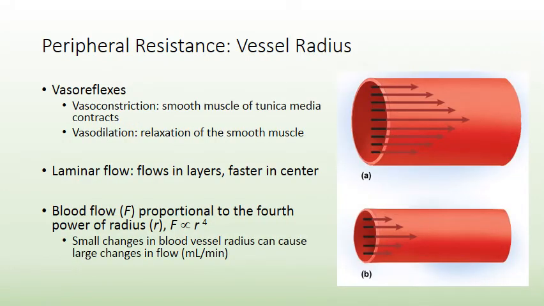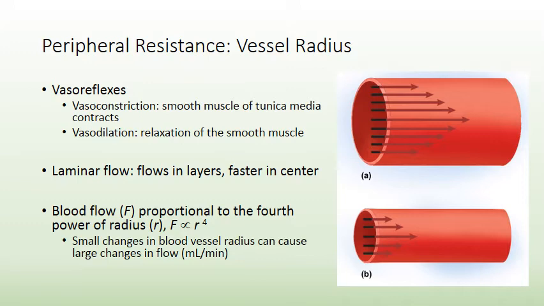So what is going to change vessel radius? The primary thing are going to be our vasoreflexes. So vasoreflexes are going to be either constriction or dilation. Vasoconstriction is going to be when the smooth muscle of the tunica media is contracting. So the smooth muscle in the tunica media of the arteries or the veins is contracting, so it's shortening those muscle fibers and reducing the radius of the vessel.